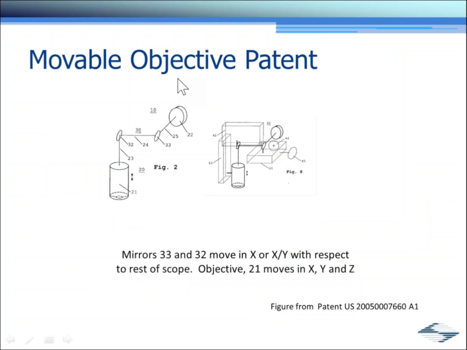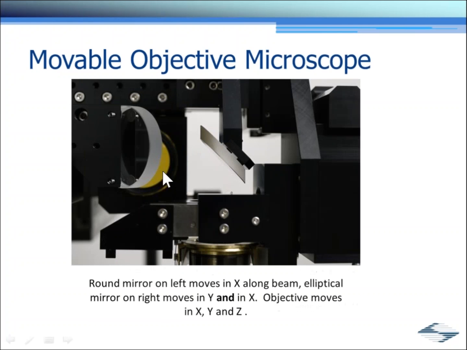Moving forward, this is the original patent from Winfried Denk as far as how the optical path is laid out with the mirrors in relation to the objective. This will make a little more sense when we see how this works. This is an actual image of the mirrors. Here is the tube lens that the laser will come out of, and it will bounce off of this first mirror on the left-hand side, go to the mirror in the middle of the image, and then bounce down into the objective, which is shown at the bottom of the image.